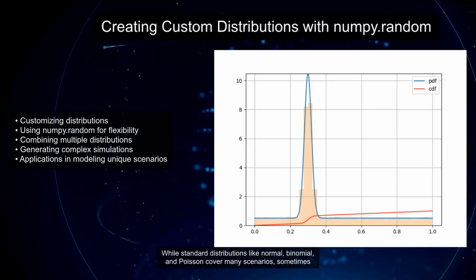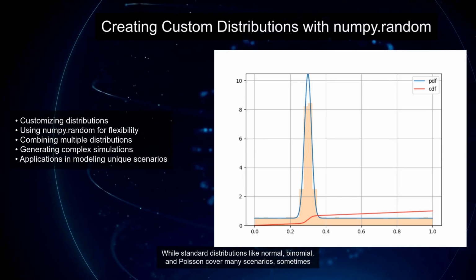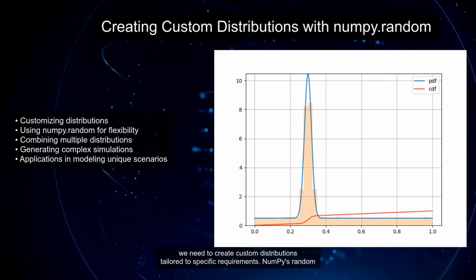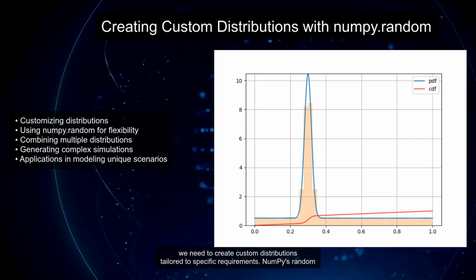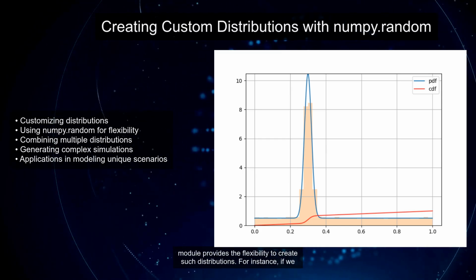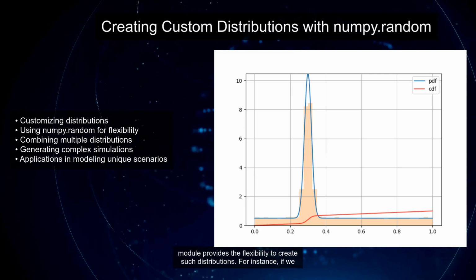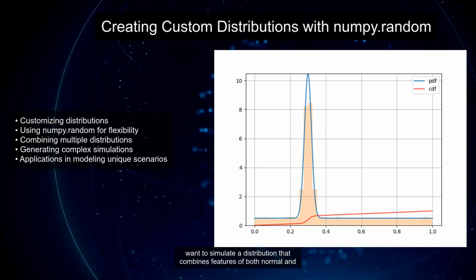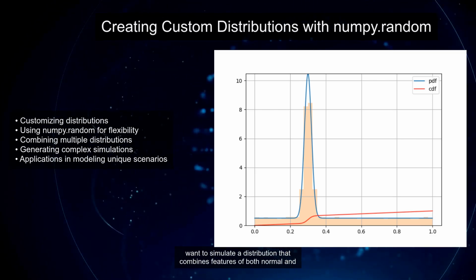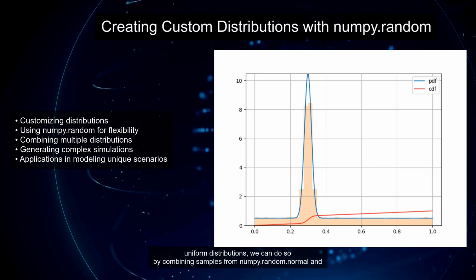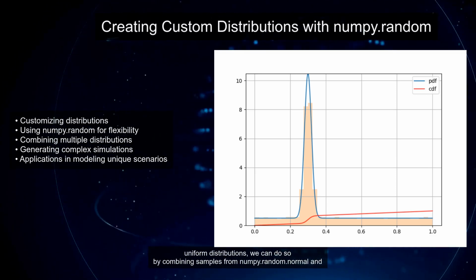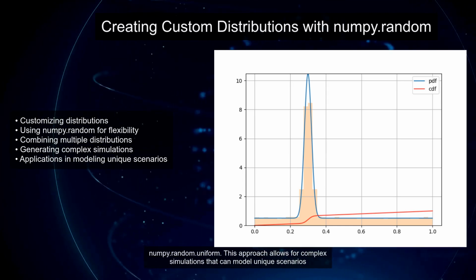While standard distributions like normal, binomial, and Poisson cover many scenarios, sometimes we need to create custom distributions tailored to specific requirements. numpy's random module provides the flexibility to create such distributions. For instance, if we want to simulate a distribution that combines features of both normal and uniform distributions, we can do so by combining samples from numpy.random.normal and numpy.random.uniform.